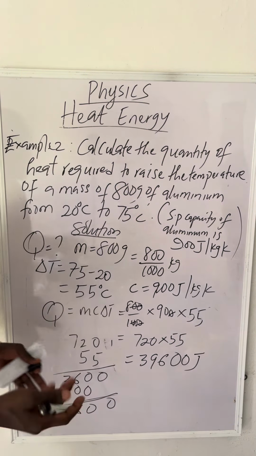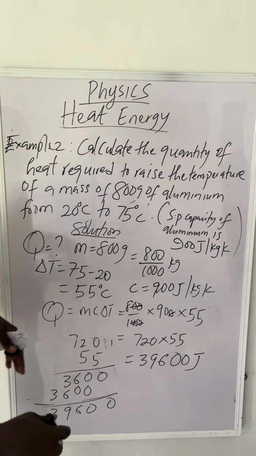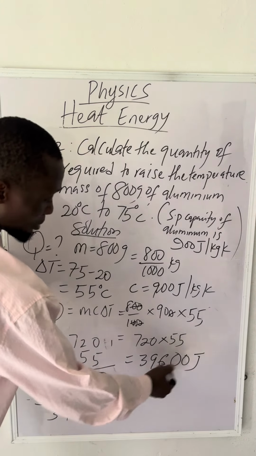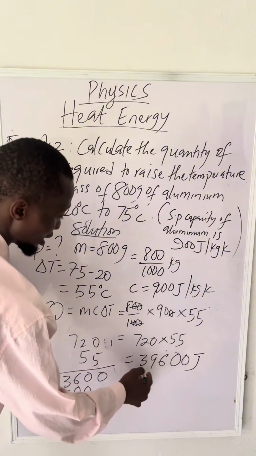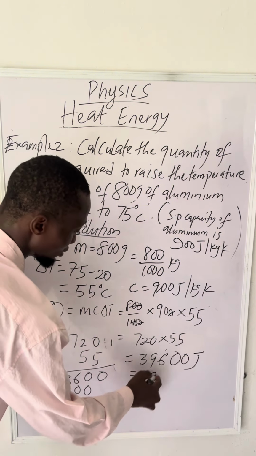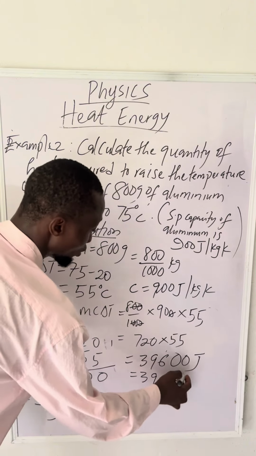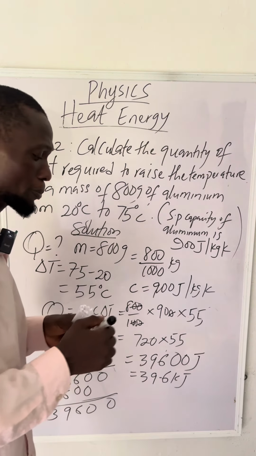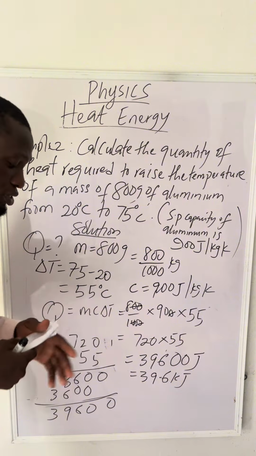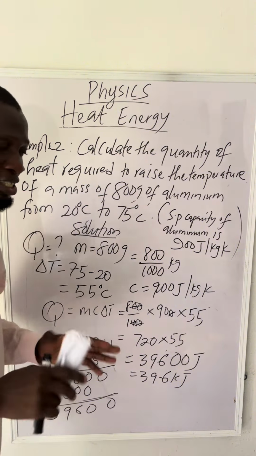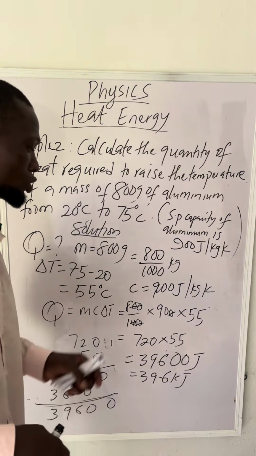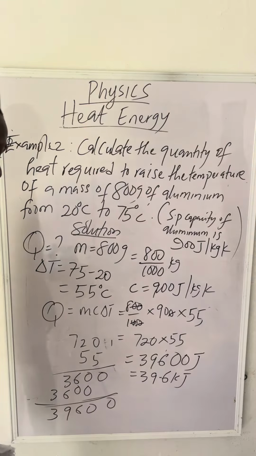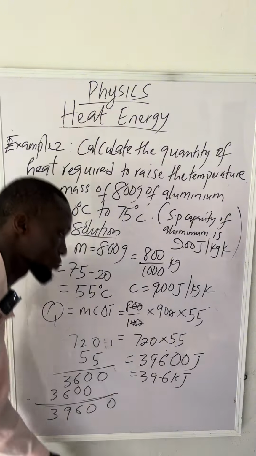That is the answer. Now I can put this in kilojoules by dividing it by 1000. That's going to be 39.6 kilojoules. And if you like, you can put this in standard form. So that is the solution to this question.